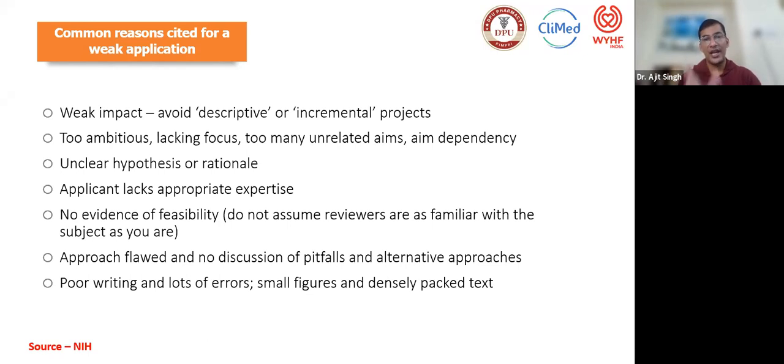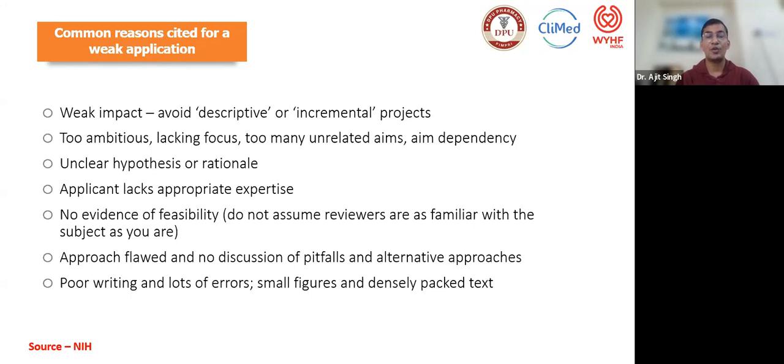Write one aim, but it should be perfect. Write two objectives, but those must be perfect. If you're writing the perfect aim but very related, then there are very high chances of acceptance. And if you are keeping too many unrelated aims, aim dependency, it makes your application weak. Unclear hypothesis rationale will make your application weak.